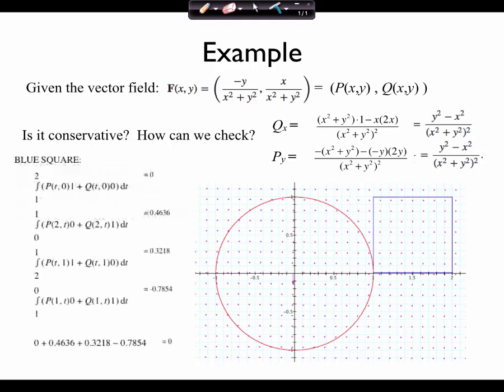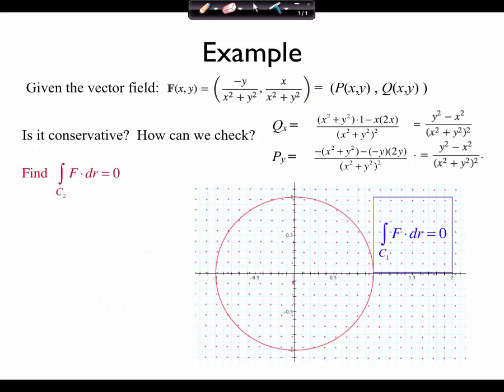So here's the blue square worked out. Don't write this down, but you'd have to parameterize each of the 4 segments, right? And calculate each of those 4 separate line integrals. When you add them up, you get 0. Okay? So for the red one, let's go ahead and do the red one here. So the red one is the unit circle. So we'll take one counterclockwise loop around the unit circle.